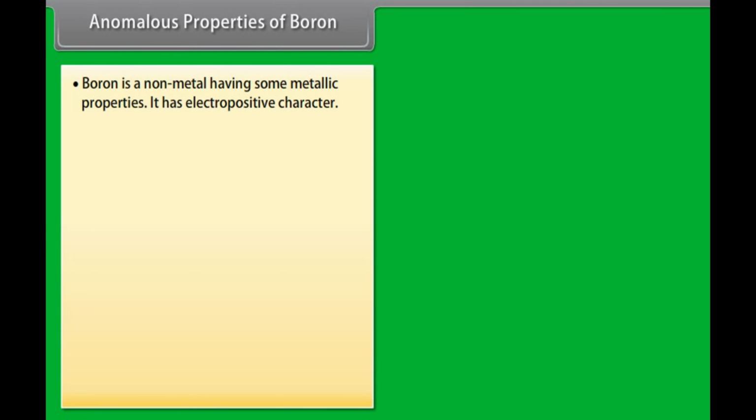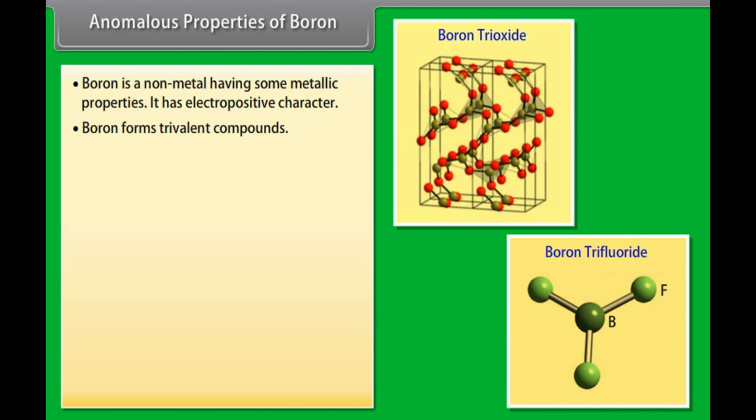Anomalous properties of boron. Boron is a non-metal having some metallic properties. It has electropositive character. Boron forms trivalent compounds.